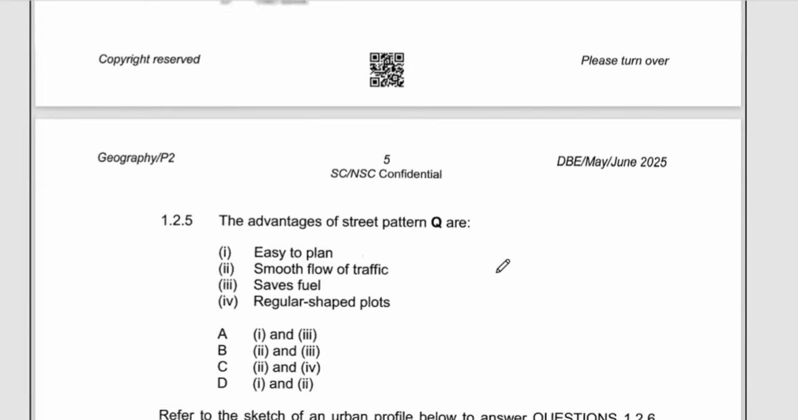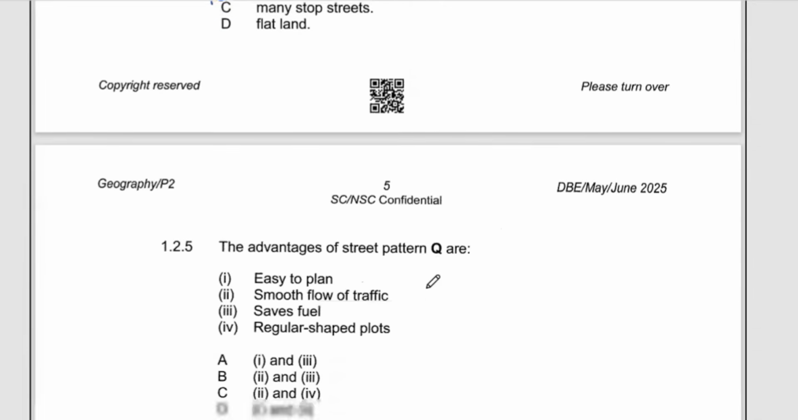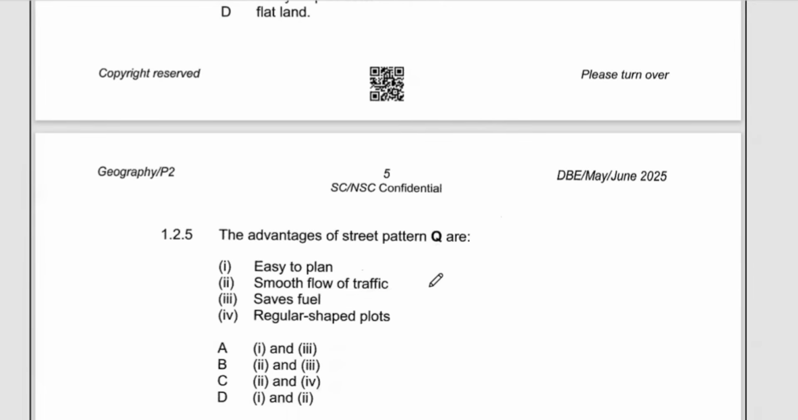The advantages of street pattern Q are, if we check street pattern Q, what is most likely to be the advantage of that pattern? Q is planned irregular. So we can see that with that kind of street pattern, item number 1, there is smooth flow of traffic, and it can also save on fuel because there's limited congestion because of the nature of the streets. So we take item number 2 and item number 3, which is response B.